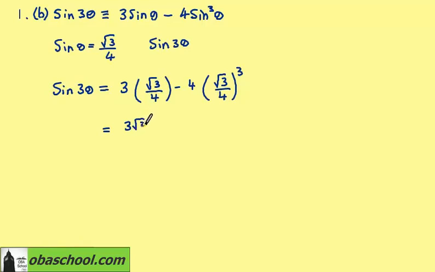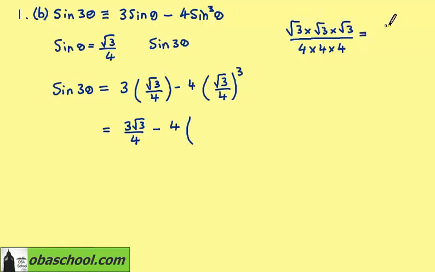So this gives me 3 root 3 over 4, take away 4 times root 3 over 4 cubed. Root 3 times root 3 times root 3 over 4 times 4 times 4. Root 3 times root 3 is 3, so the top of this is 3 root 3. And 4 times 4 times 4 is 64. So this is 3 root 3 over 64.